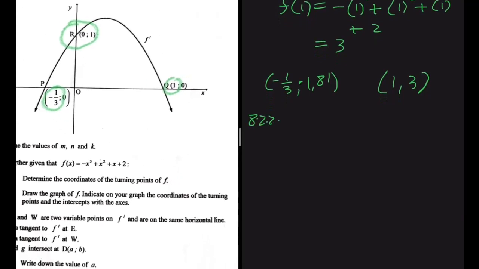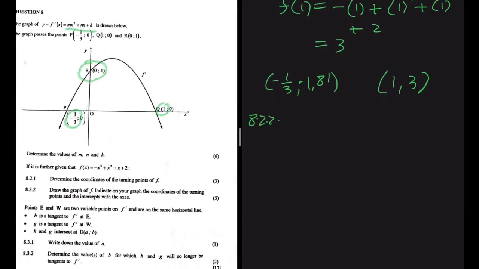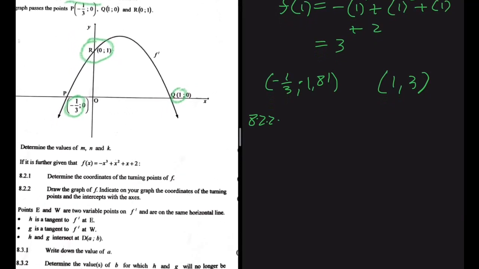8.2.2 is saying let's draw the graph of f. Indicate on your graph the coordinates of the turning points and the intercepts with the axes. So we already have the turning points, right? The turning points are figured out. Now we just need the intercepts with the axes, right?